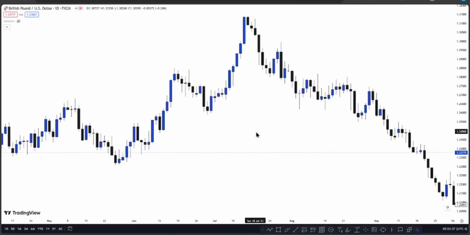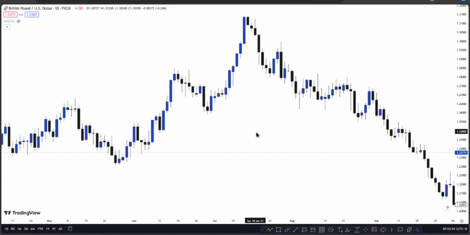In today's analysis, we want to look at three financial instruments, namely GBP USD, USD JPY, and of course gold. Now, we are going to be starting with the GBP USD.